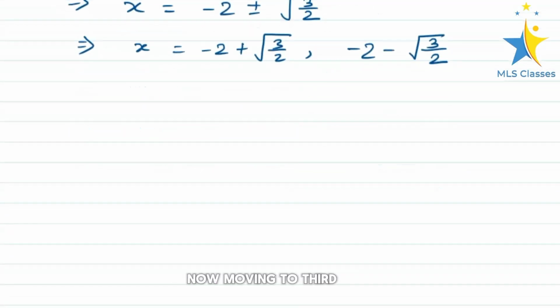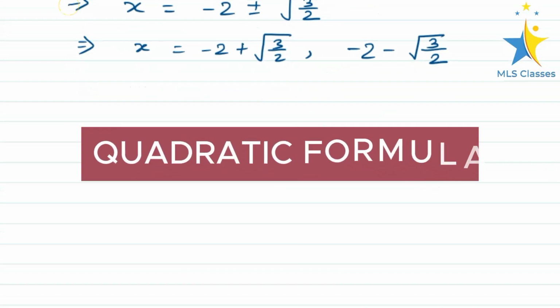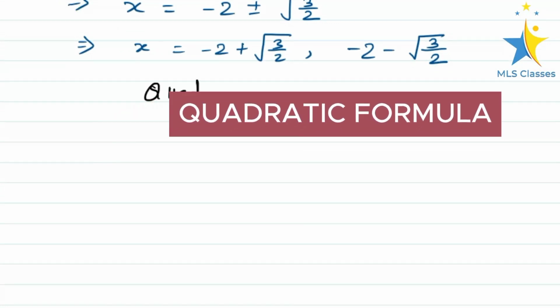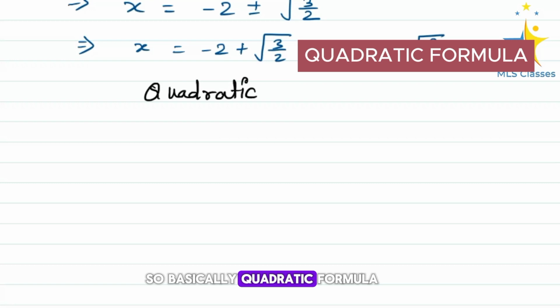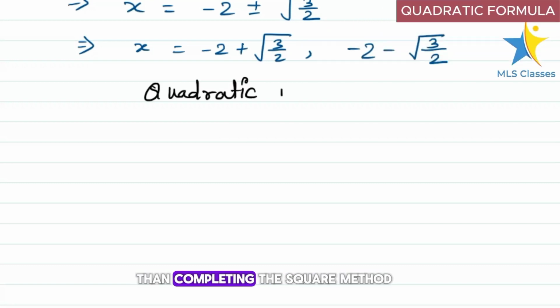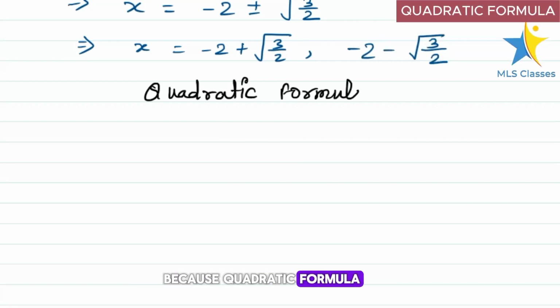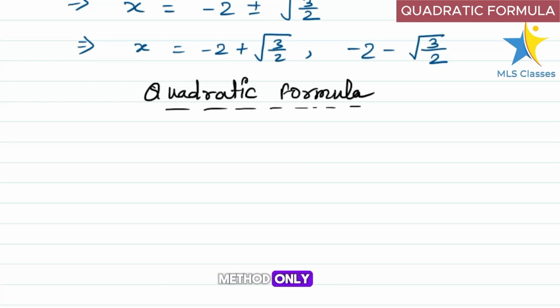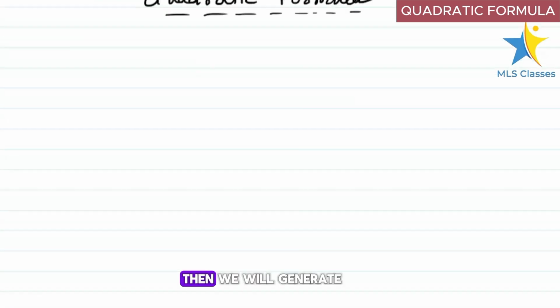Now moving to the third method, that is the quadratic formula. Basically the quadratic formula is more widely used than the completing the square method, because the quadratic formula which we get is basically from the completing the square method only. When we use the completing the square method on ax square plus bx plus c, then we will generate the quadratic formula.